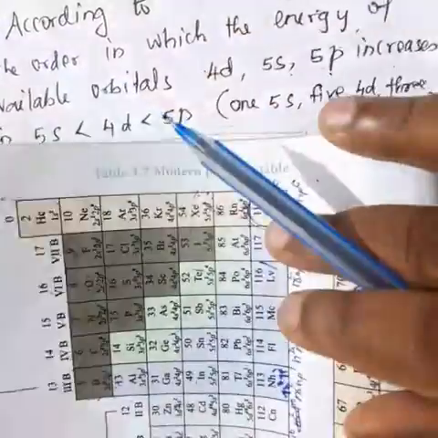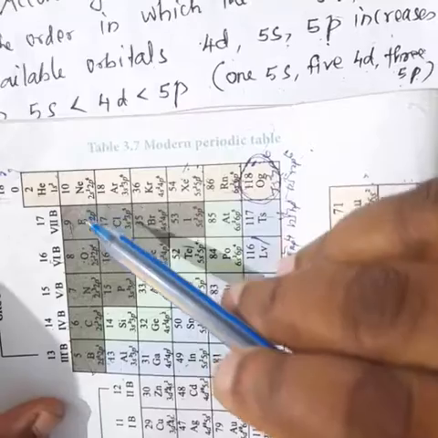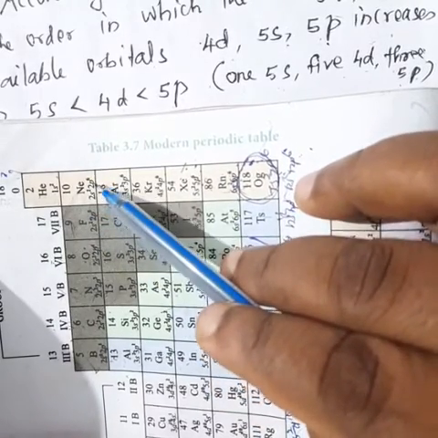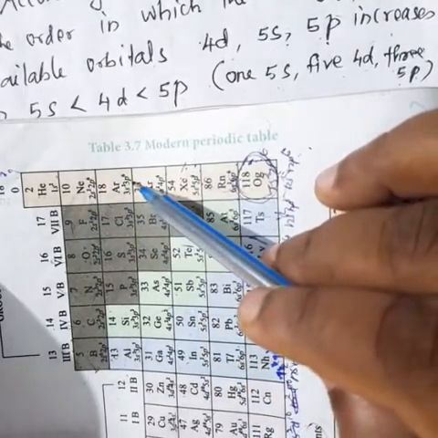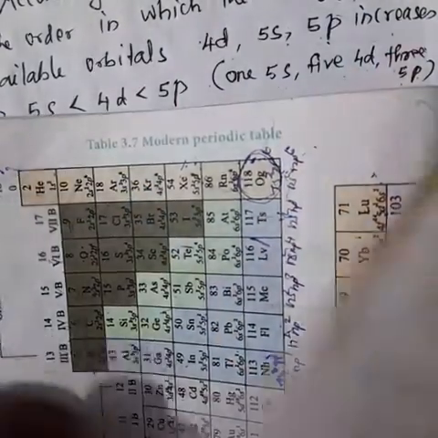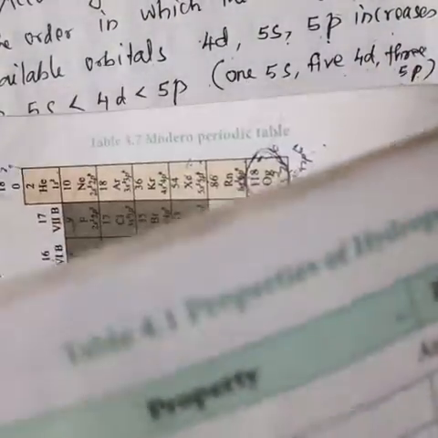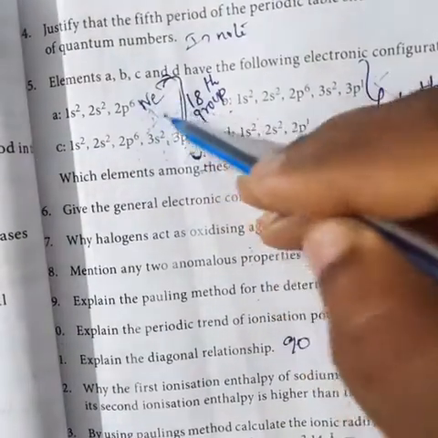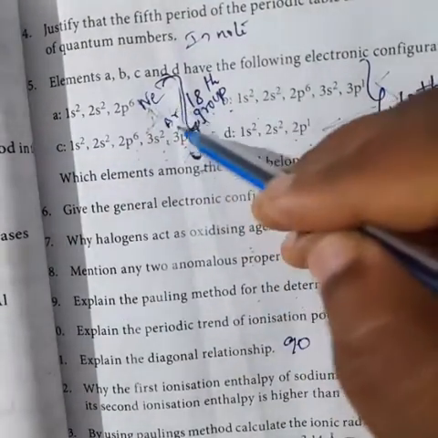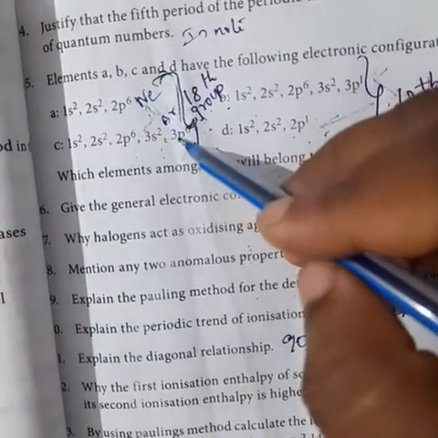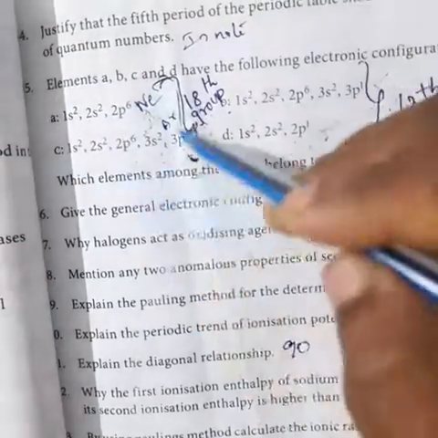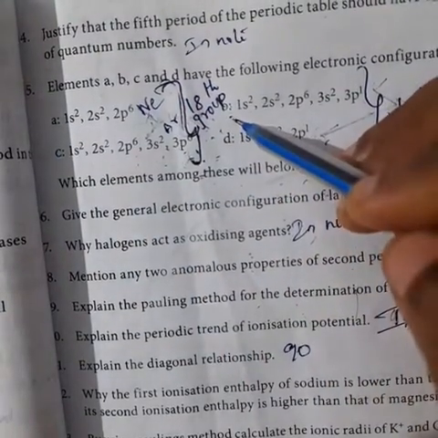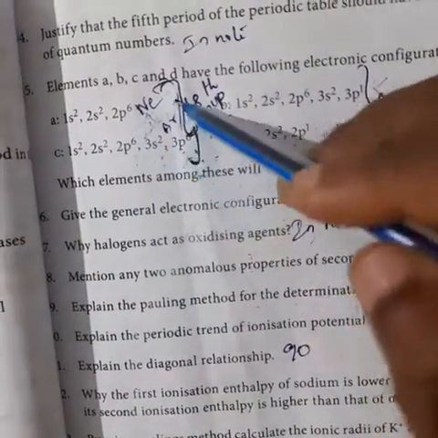So the 18th group starts with 1s2, and in the second period 2s2 2p6, after that 3s2 3p6. Okay, 1s2 2s2 2p6 belongs to which element? It means neon. And 1s2 2s2 2p6 3s2 3p6 means it is argon. Okay, so these two elements belong to the 18th group. So A and C are in the 18th group, and then B and D.